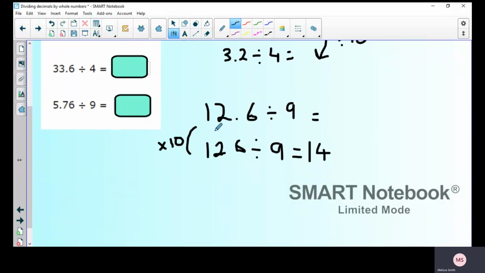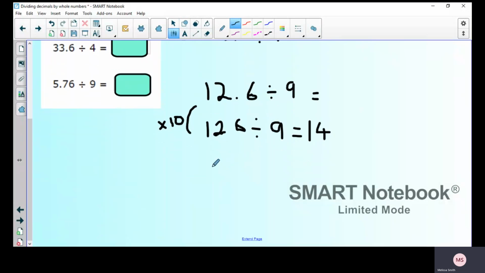But my question doesn't say 126 divided by 9, it's 12.6 divided by 9. So if I write out my question again here, 12.6 divided by 9, if I multiply it by 10 on this side, what do I now have to do to my answer? Divide by 10. Good. 14 divided by 10 is 1.4.